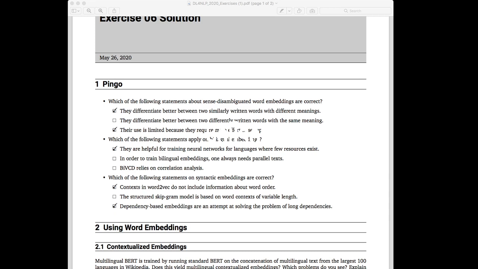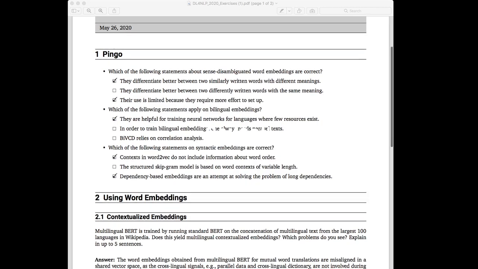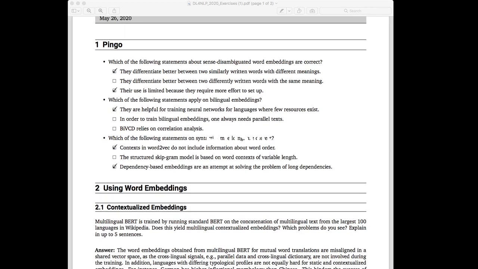For the second statement, skip-gram models are indeed based on word context of a fixed length, not variable length. The last statement is about dependency-based embeddings, which is correct because it can learn the relations between words, even two words being very far from each other. So this property of the embeddings is able to solve the problem of long dependencies.